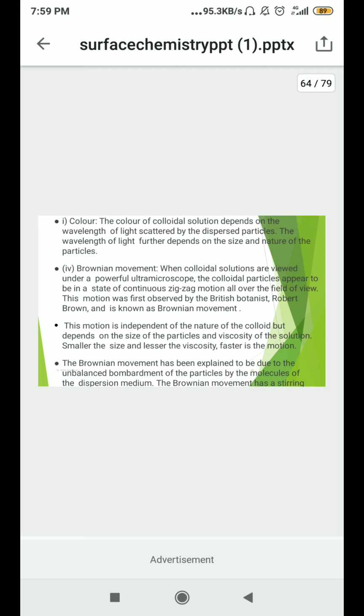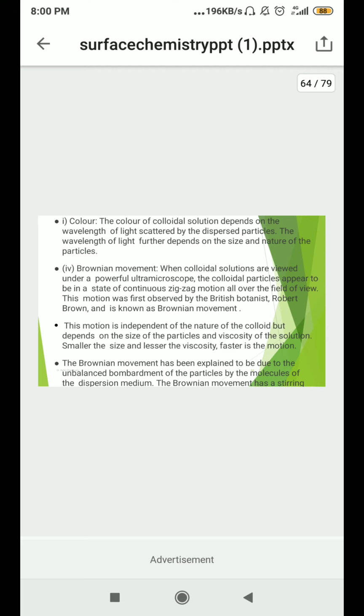Now as far as Brownian movement is concerned, what is Brownian movement? When colloidal solutions are viewed under a powerful microscope, the colloidal particles appear to be in a state of continuous zigzag motion all over the field of view. This motion was first observed by the British botanist Robert Brown, and it is known as Brownian movement. So Brownian movement is nothing but the zigzag movement of colloidal particles present in the colloidal solution, and it was first observed by the British scientist Brown. So this movement has been named Brownian movement after him. It is seen when a beam of light passes through the colloidal solution in which particles are present and there is a zigzag movement.